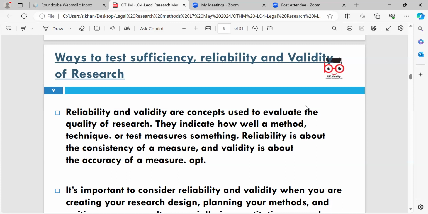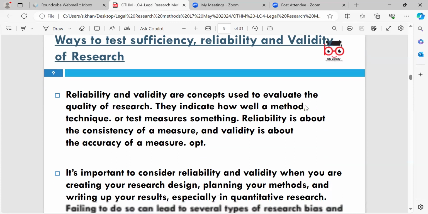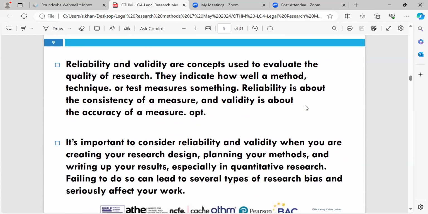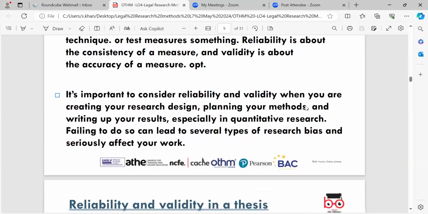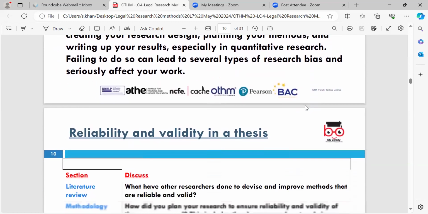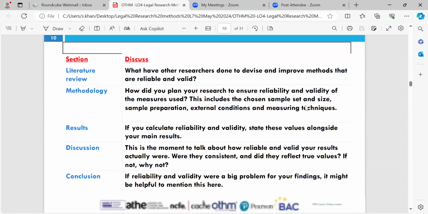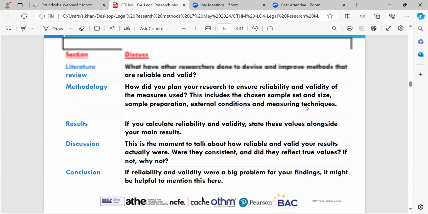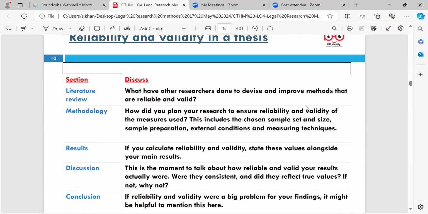It's important to consider reliability and validity when you are creating your research design, planning your methods, and writing up results, especially in quantitative research. Failing to do so can lead to several types of research bias and seriously affect your work. So you need to make sure you understand what you are doing, and are able to identify these issues.